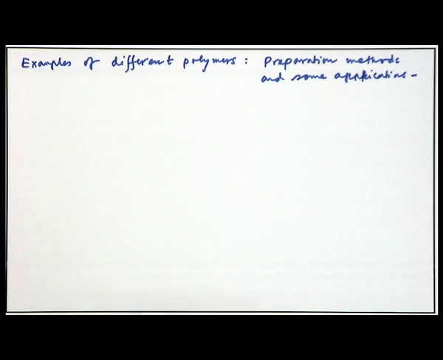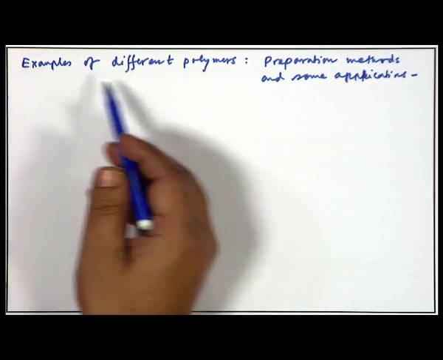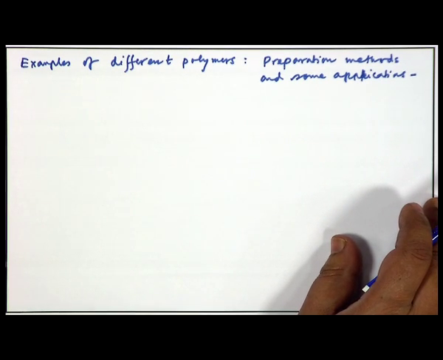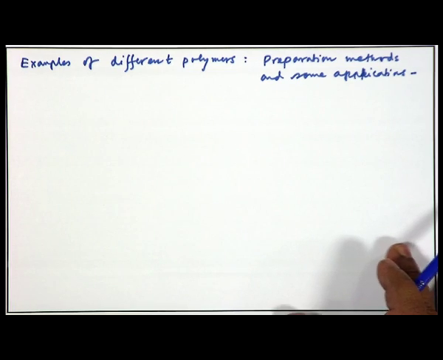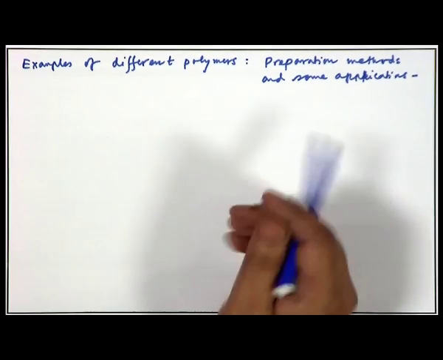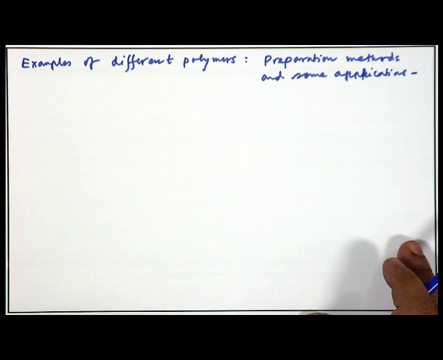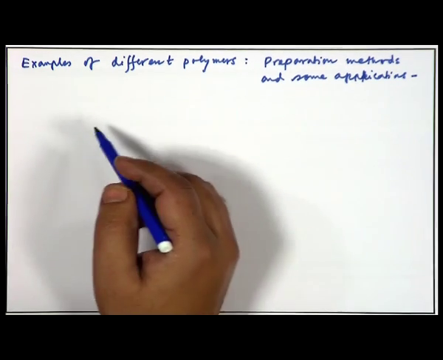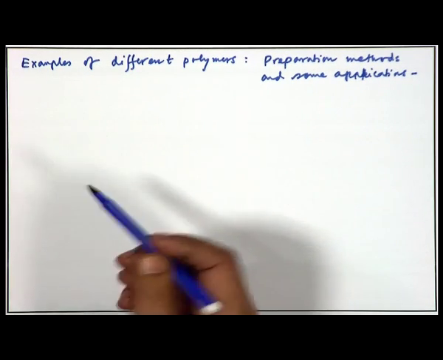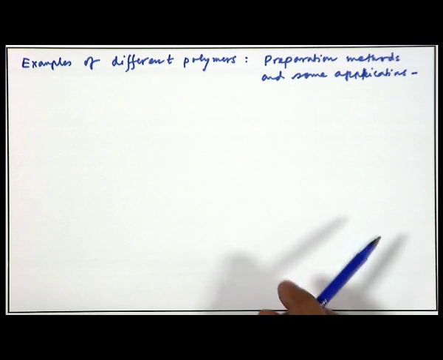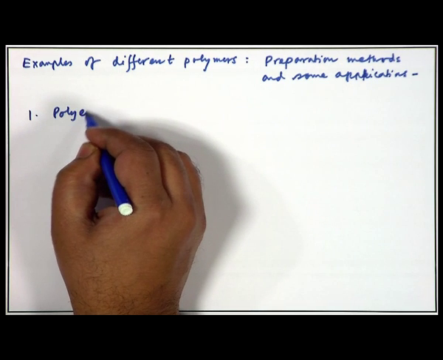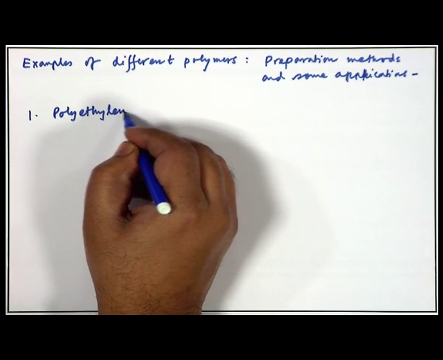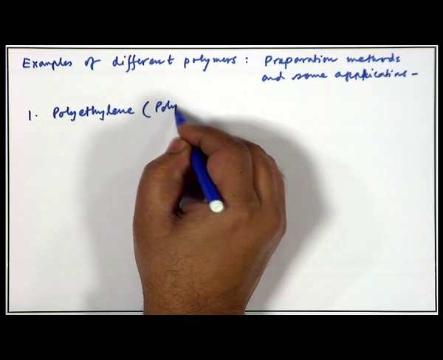So, now we will move to the next section, as I was discussing the examples of different polymers and their preparation methods and some applications. In this case this will be a little bit information based. So, you have to remember some of the information, otherwise it will be difficult to answer in examinations. I will first start with polyethylene, and it is commonly called polythene.